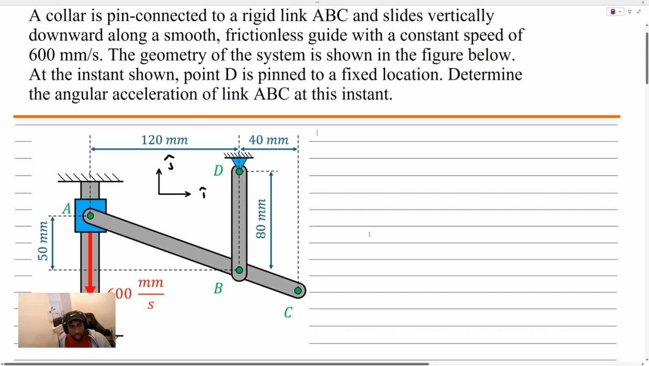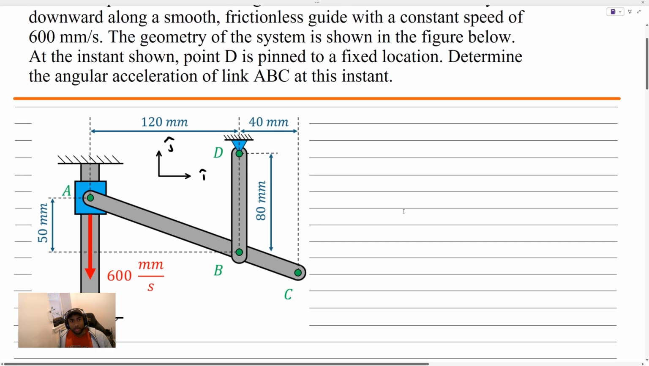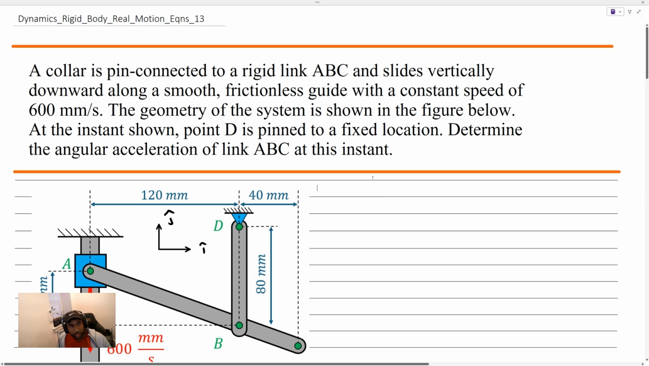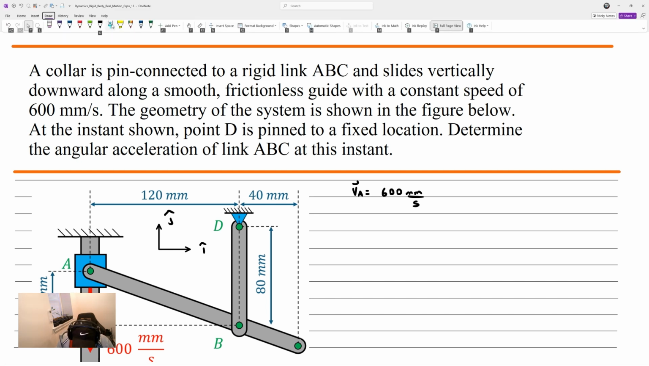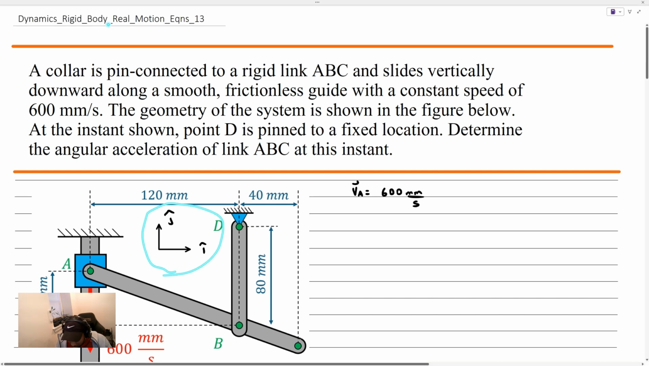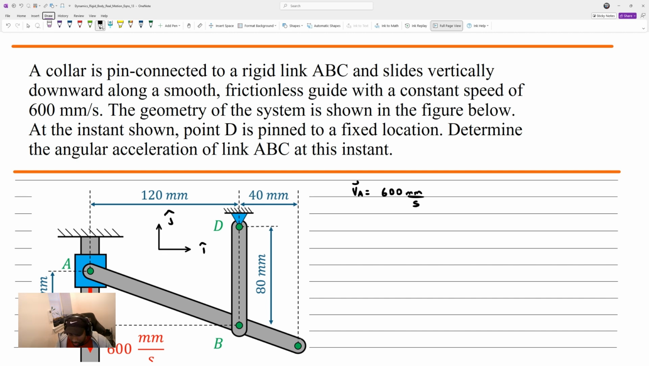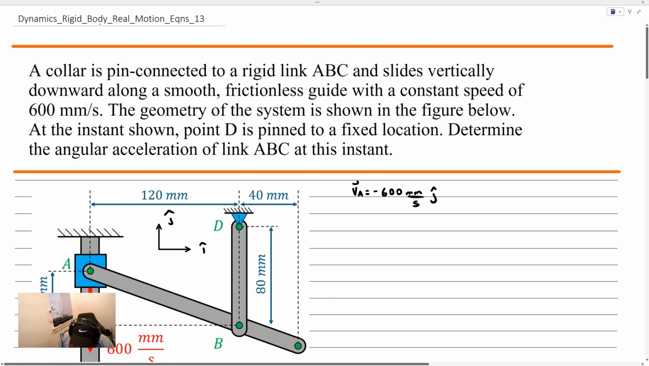Let's transfer this to a clean sheet of paper here. Let's just write down some of the things that we know before we think about a solution here. Now it says the collar is moving with a speed. The collar is point A, essentially. It's moving with a speed downward of 600 millimeters per second. One of the things that I did here was I have a set of unit vectors that I'm working with, the regular Cartesian basis. It's moving 600 millimeters per second downward, so that'll be in the minus j direction.